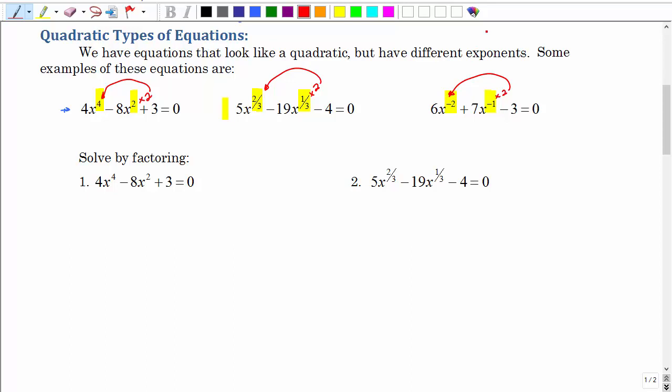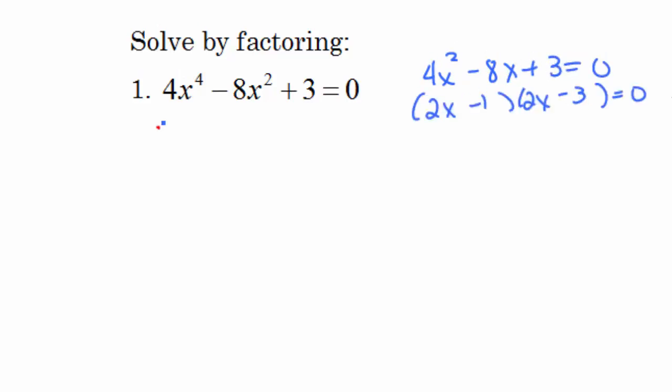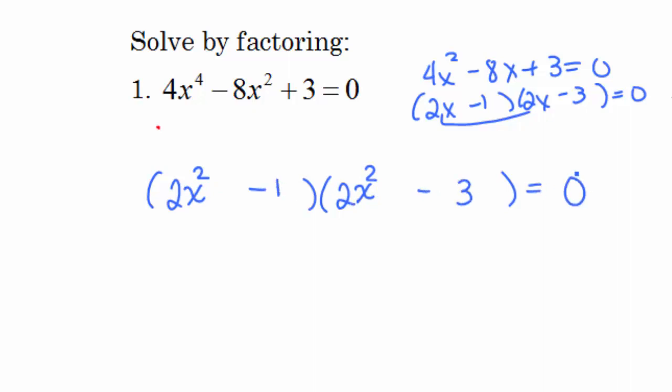And so math is a lot about patterns. What works for one, if it has a similar pattern, we might try that same process. So how could we factor this one? Well, we just saw when we had 4x squared minus 8x plus 3, we factored it like that. So could we use that same factoring technique but just change the exponents just a little bit? Well, I think so. So I'm going to try 2 and 2 because I know that multiplies to 4 just like this did. But how about x squared times x squared? And then minus 1 minus 3 equal to 0.